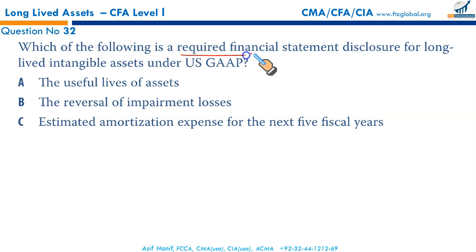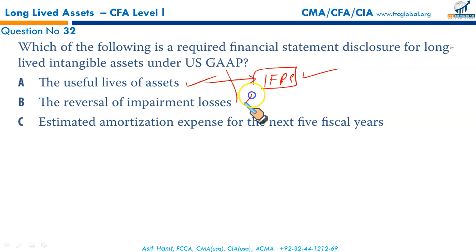Which of the following is a required financial statement disclosure for long-lived intangible assets under US GAAP? Useful lives of the assets. Detail regarding useful lives of the assets, whether they are of limited life or unlimited life, is required as per IFRS. There could sometimes be confusion because the requirements of both might overlap. So useful lives of intangibles are required under IFRS. Reversal of impairment losses is not permissible under US GAAP. So this totally rules out option B.